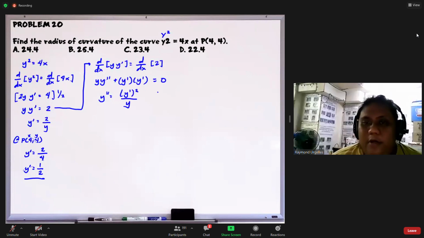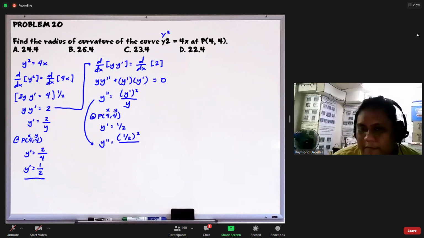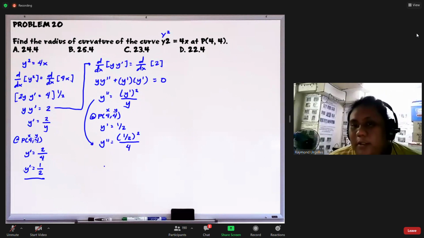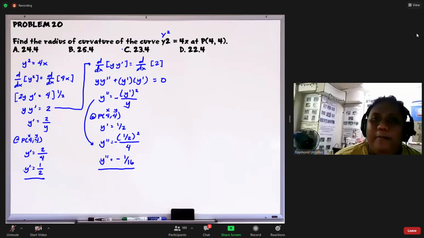At the given point P, 4, we already solved earlier that y prime is equal to 1/2. This is the x, and this is the y. Solving for y prime prime from this equation, y prime is 1/2, that quantity squared, divided by y, which is 4. Sorry, this should be negative, since the sign here is positive, this becomes negative. So this will be negative 1 over 16. So we have the value of y prime prime.